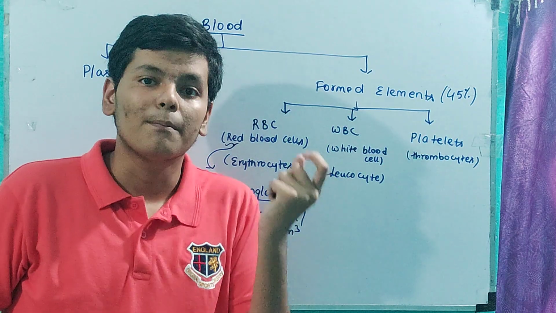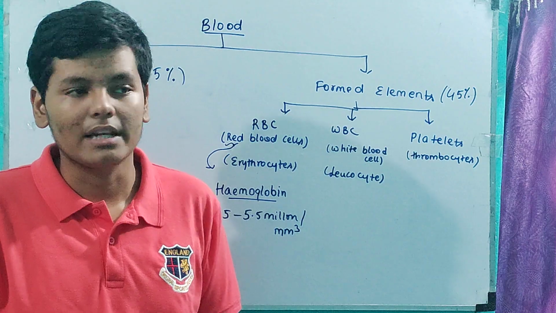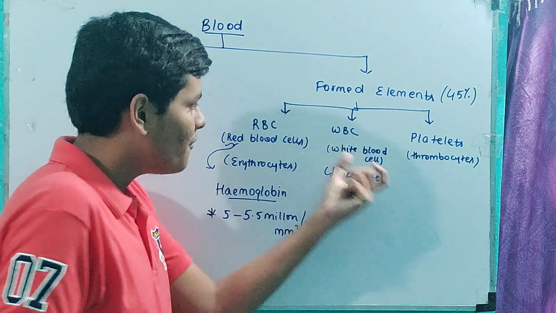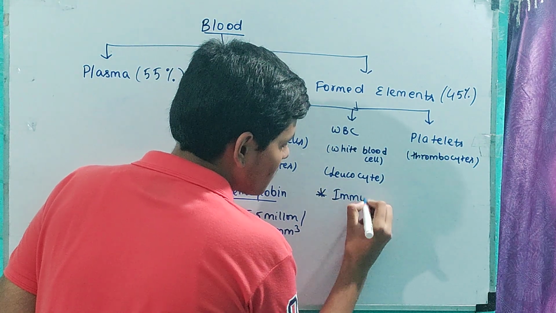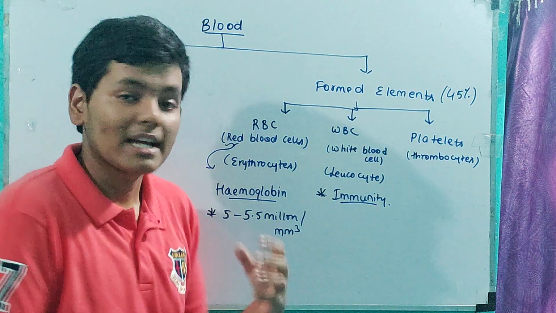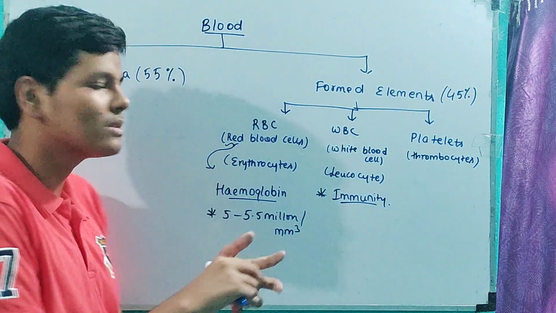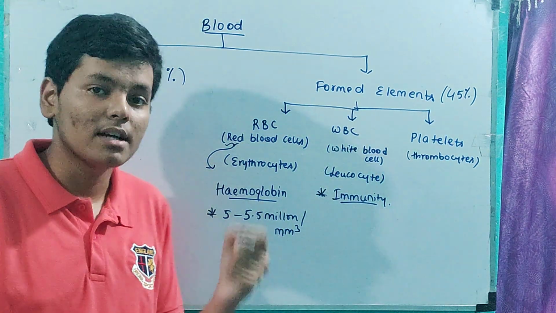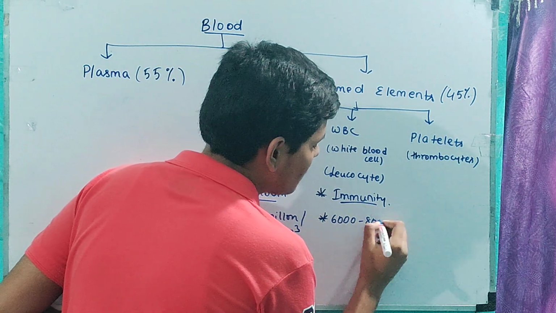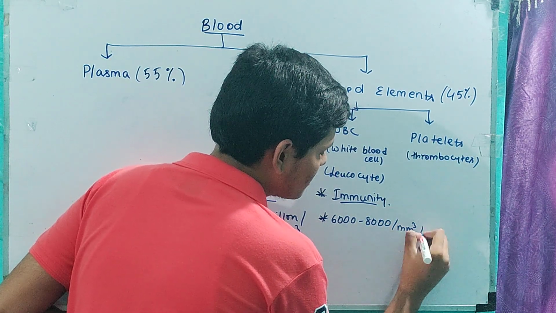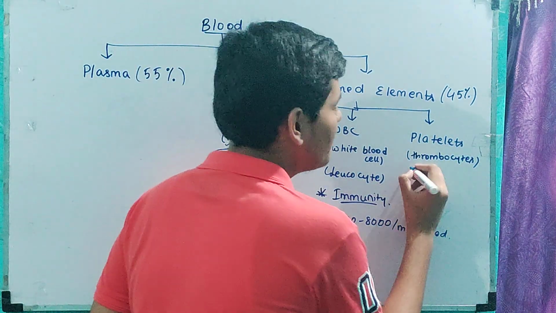WBC's main function is protection, or we can say response to any pathogen or foreign microorganism. The majority function of white blood cells is protection or immunity. We can study WBCs in detail in future videos, but for now we have to stick to the basics. WBCs are not as abundant as RBCs, but they are found 6,000 to 8,000 per cubic millimeter of blood. So their main function is immunity. And then we have platelets, which help in blood clotting.